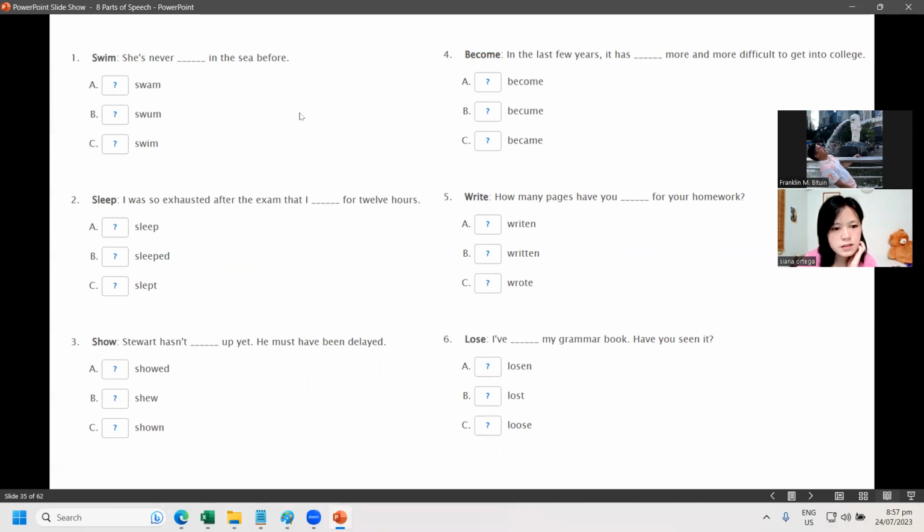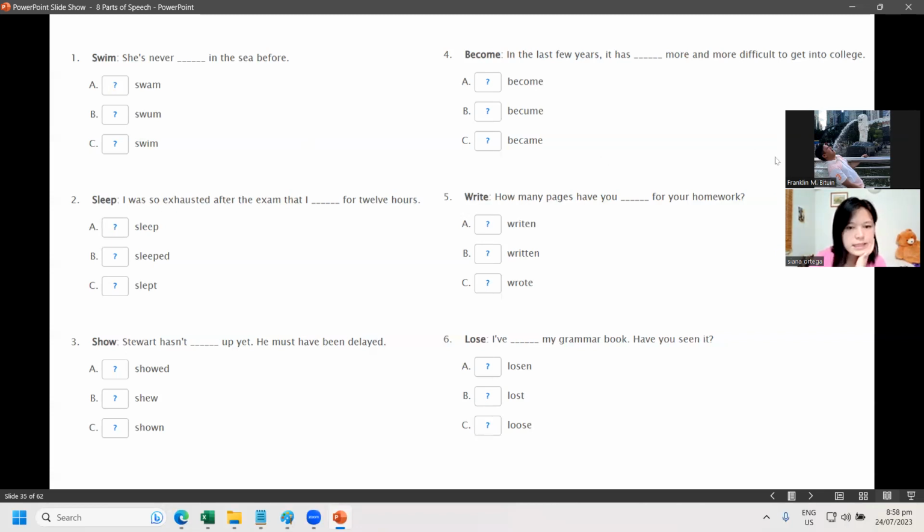Next. I was so exhausted after the exam that I slept for 12 hours. Exhausted, tired. See? Okay, very good. That's correct. Number 3. The steward has not... He must have been delayed. Shown. Okay, good. That's correct. That's the past participle form.